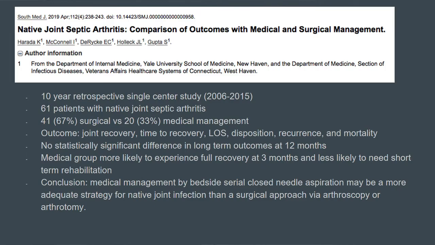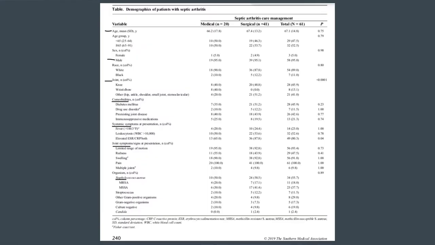Looking at the data, we can see that the age of the patients in the medical and the surgical groups is similar. Here they break it down by joint. There were 8 knees that were treated medically, and then 20 of them were treated surgically. All the wrists and the elbows, they grouped in one category, and they were all treated medically. They grouped together the hips and the shoulders, and I think there were one or two sternoclavicular joints that were treated surgically.